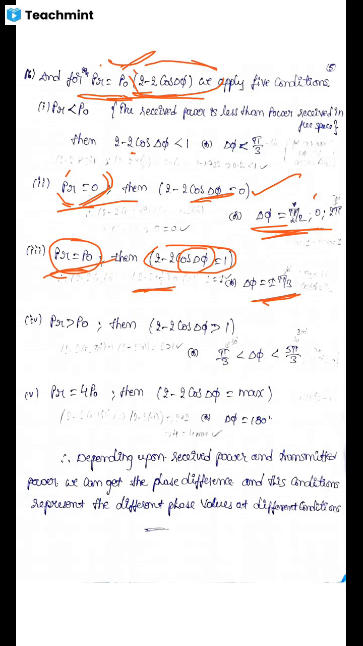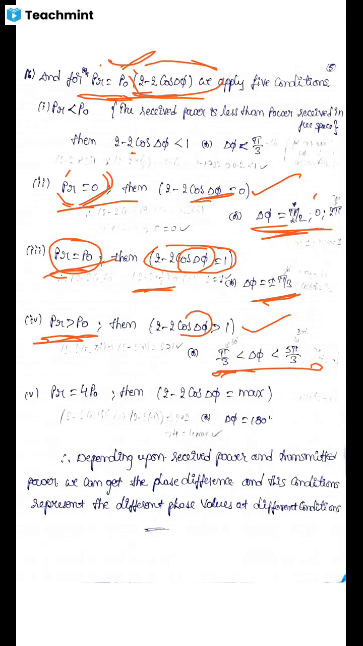And the next condition, PR greater than P naught. PR greater than P naught is the condition we obtain when 2 minus 2 cos del phi is greater than 1. So when will I get 2 minus 2 cos del phi greater than 1? When del phi is between pi by 3 and 5 pi by 3. Here pi by 3 represents 60 degrees, 5 pi by 3 represents 300 degrees. So between 60 degrees and 300 degrees, I am taking 90 degrees. Then apply cos 90. What is the value of cos 90? 0. So 2 minus 0, so I am getting 2.